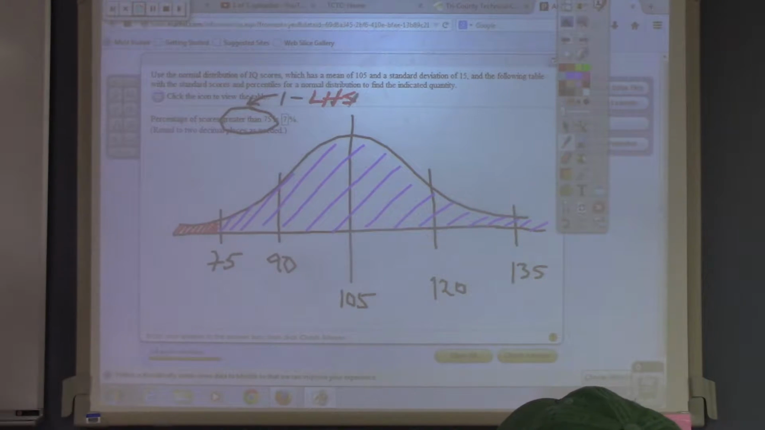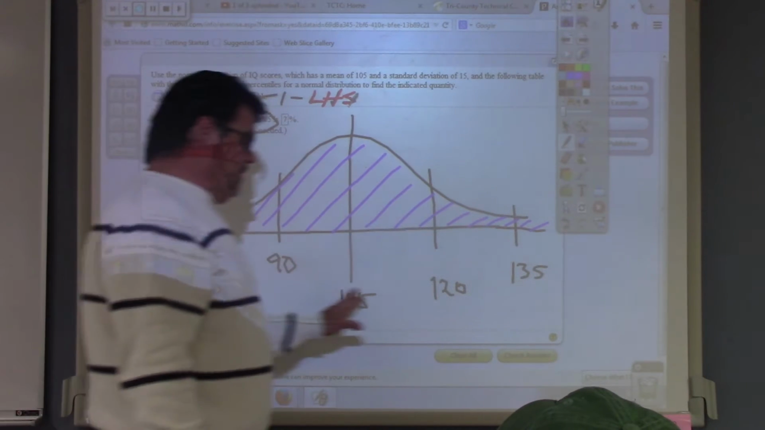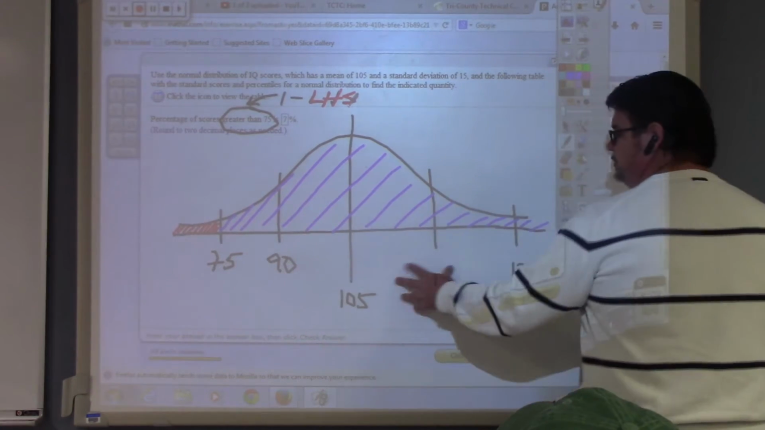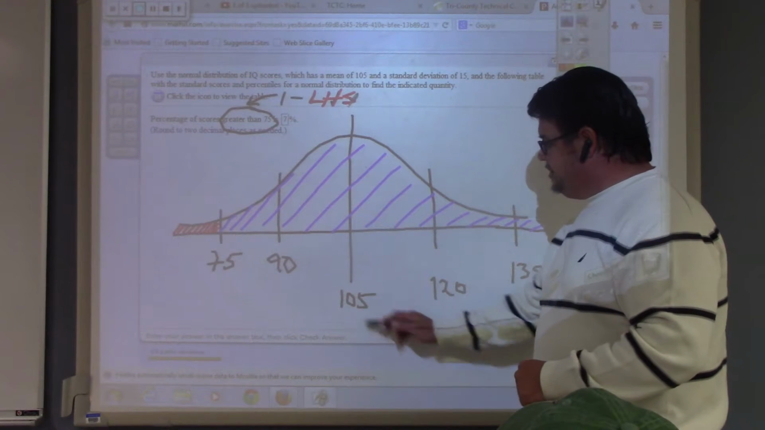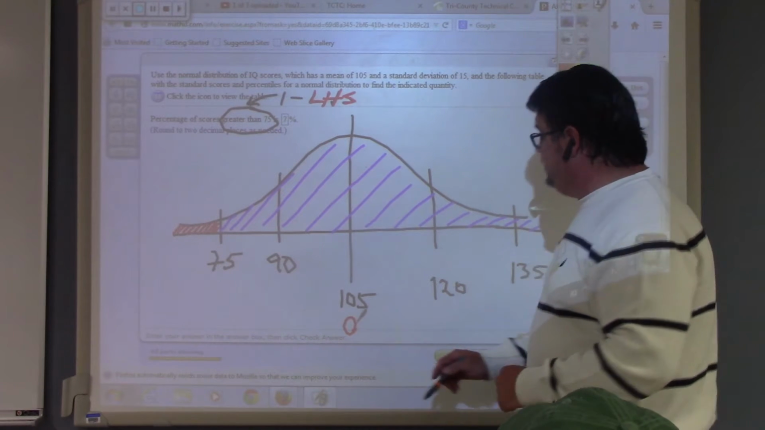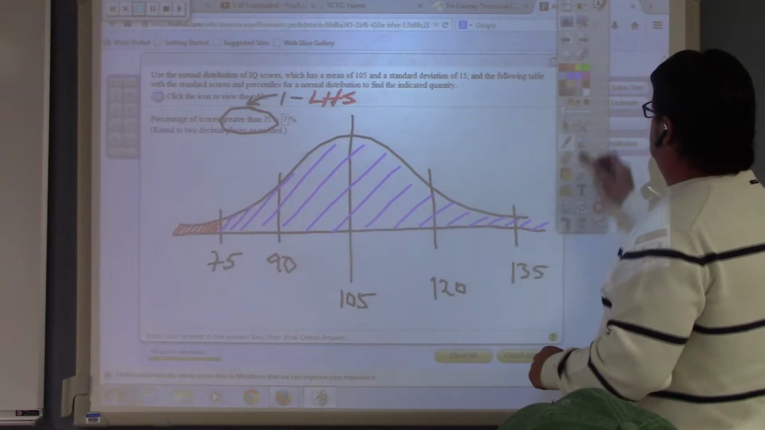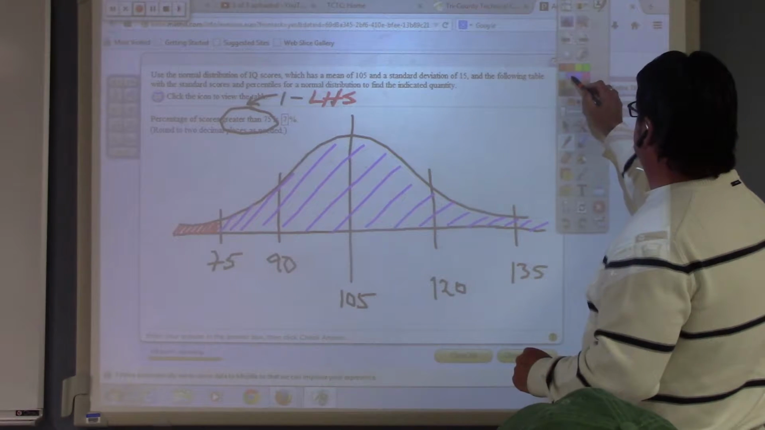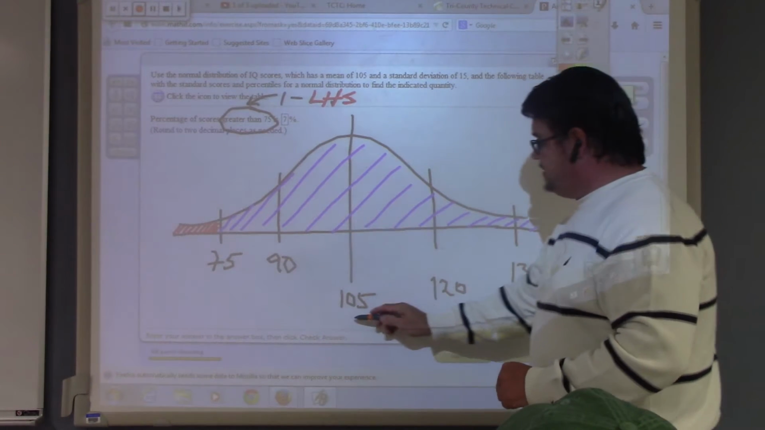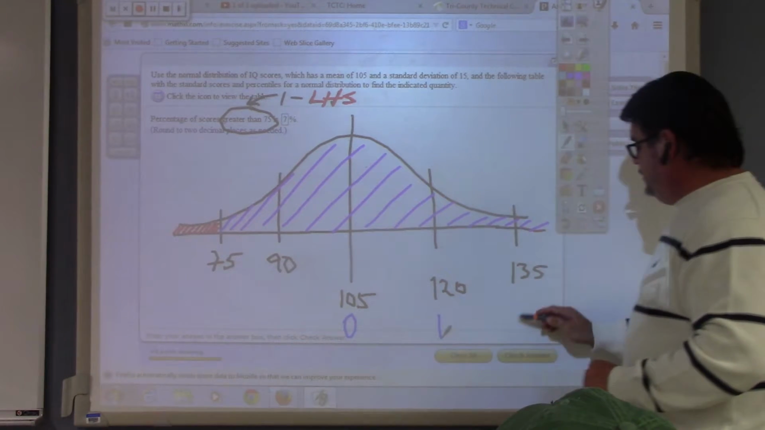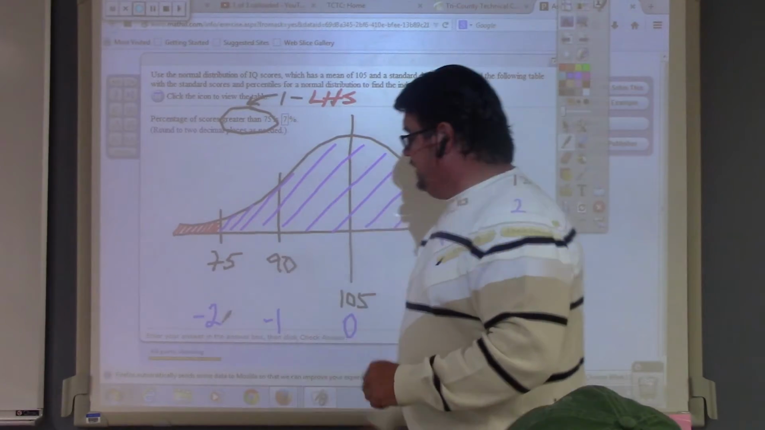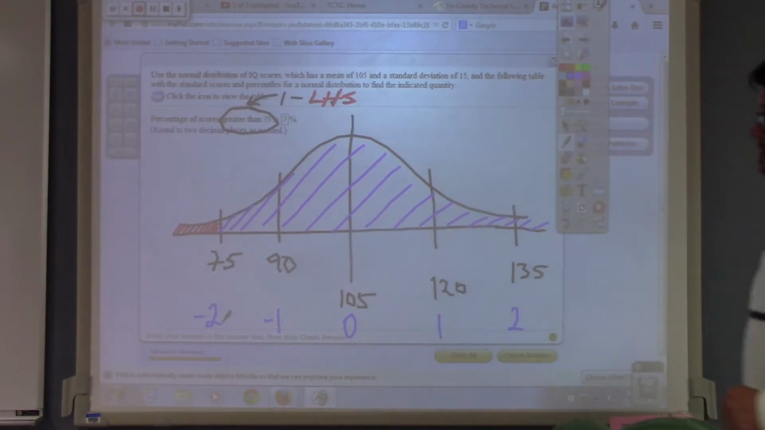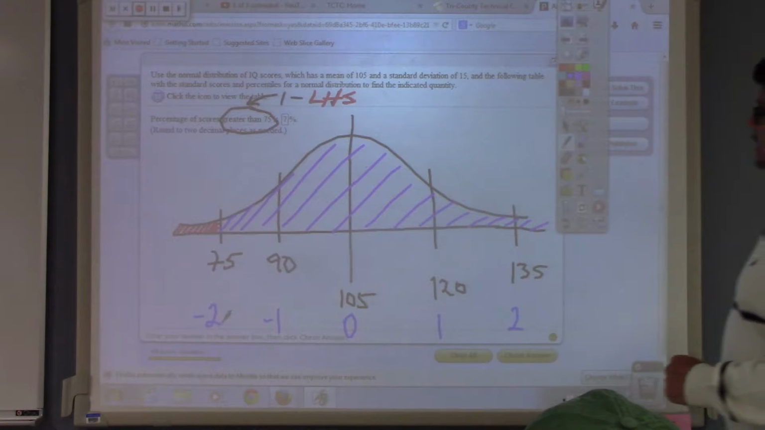So, look at your handy-dandy table. We got to turn it into a z-score first, because you can't find these in your table. A z-score of 0 is here. Let me go back. Hold on. Let's use blue. That's 0. That's 1. That's 2. That's -1 and -2. That's what it's going to come out to be. But let's check 75.